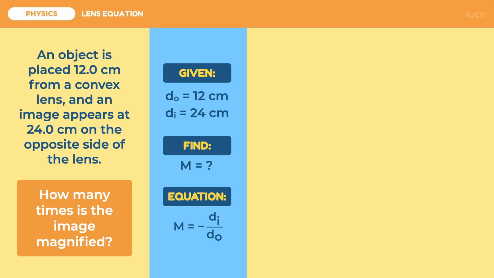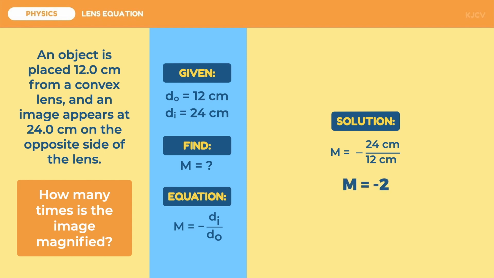To solve for this, let us plug in the values. M is equal to negative d sub I over d sub O, which is equal to negative 24 centimeters over 12 centimeters. We are going to cancel the unit, which is centimeters. Thus, negative 24 divided by 12 is negative 2.